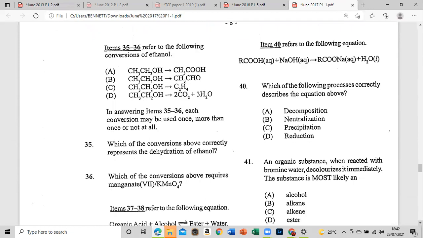35 and 36 refer to the following conversions of ethanol. And we have the options. For 35 and 36, each conversion may be used once, more than once, or not at all. So 35 says, which of the conversions above correctly represents the dehydration of ethanol? What do we know about the dehydration of ethanol?